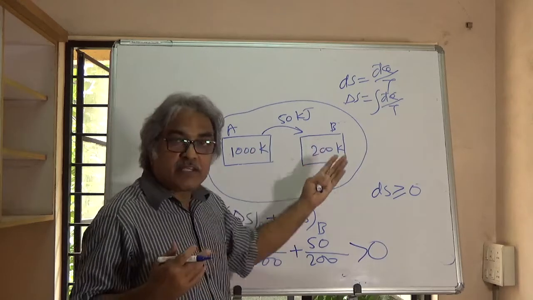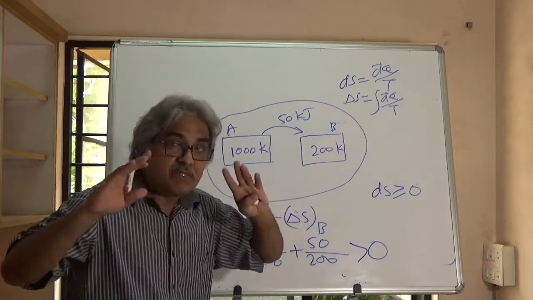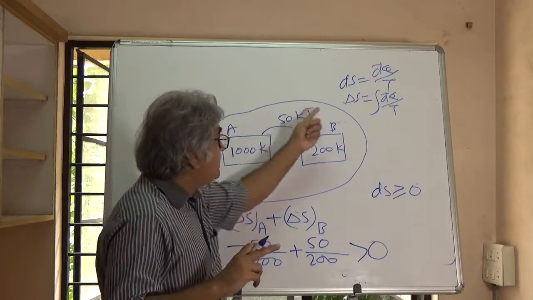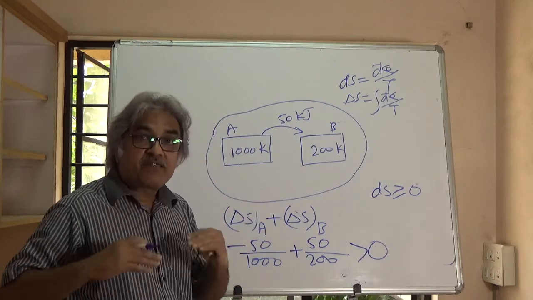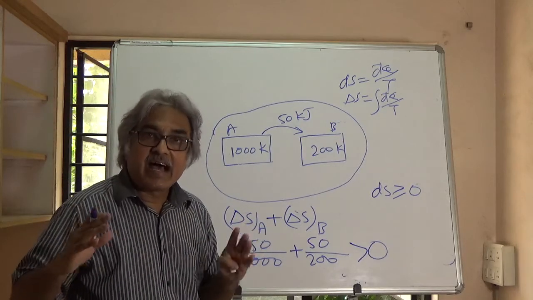Every irreversible process increases the entropy of the system if the system is isolated. That's important. Here we are considering an isolated system. So the entropy of that system has increased, and as a result the entropy of the universe has increased.